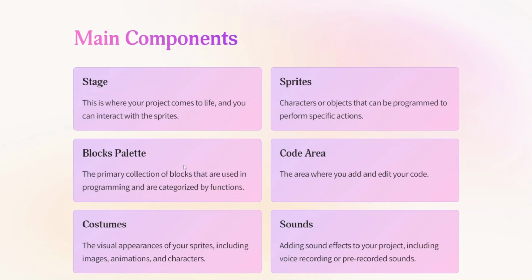And blocks palette. Think of it like our toolbox filled with cool code blocks. And code area, where we put our secret codes to make things happen. The area where you can edit and add your code. And costumes, like dressing up our sprites to look cool. It has the visual appearances of your sprites in images, animation, character. Sounds. So, adding sounds to make our projects come alive.